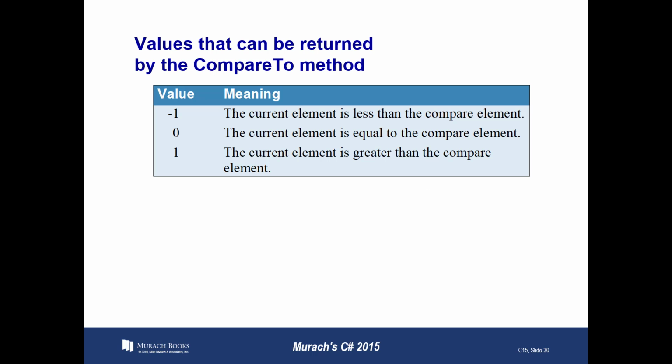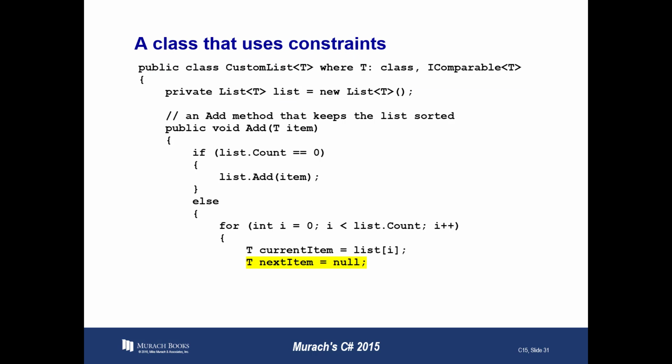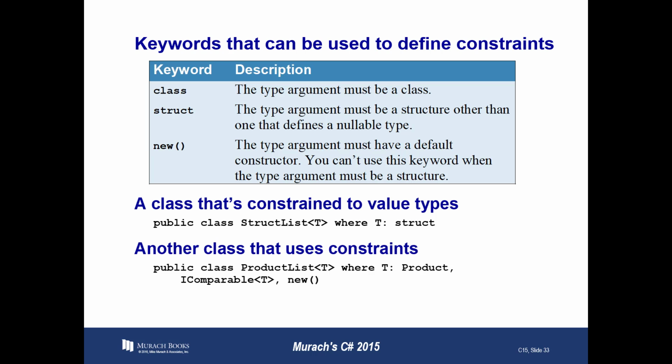And finally, constraints. When you define a generic class, you can use constraints to restrict the data types that your generic class accepts. And as you can see, this is the chart from page 499. Those words include class, where the type argument has to be a class. That should make sense. Struct, where the type argument must be a structure. And new, where the type argument must have a default constructor.